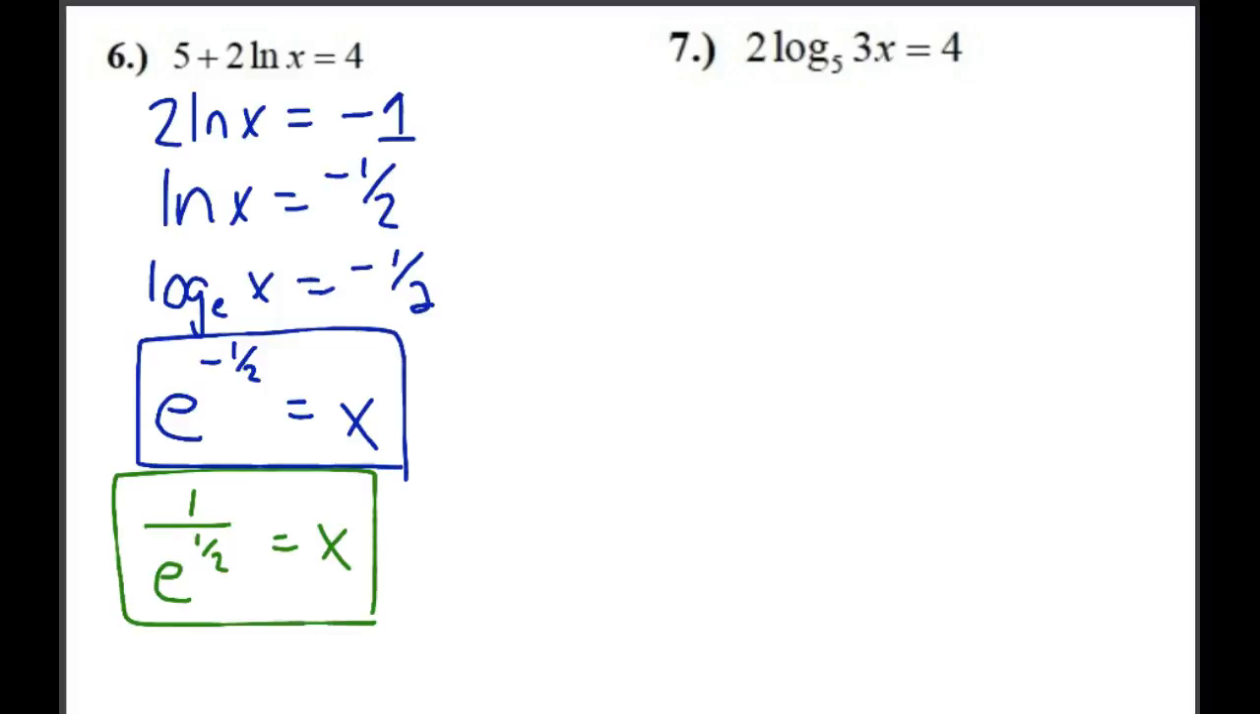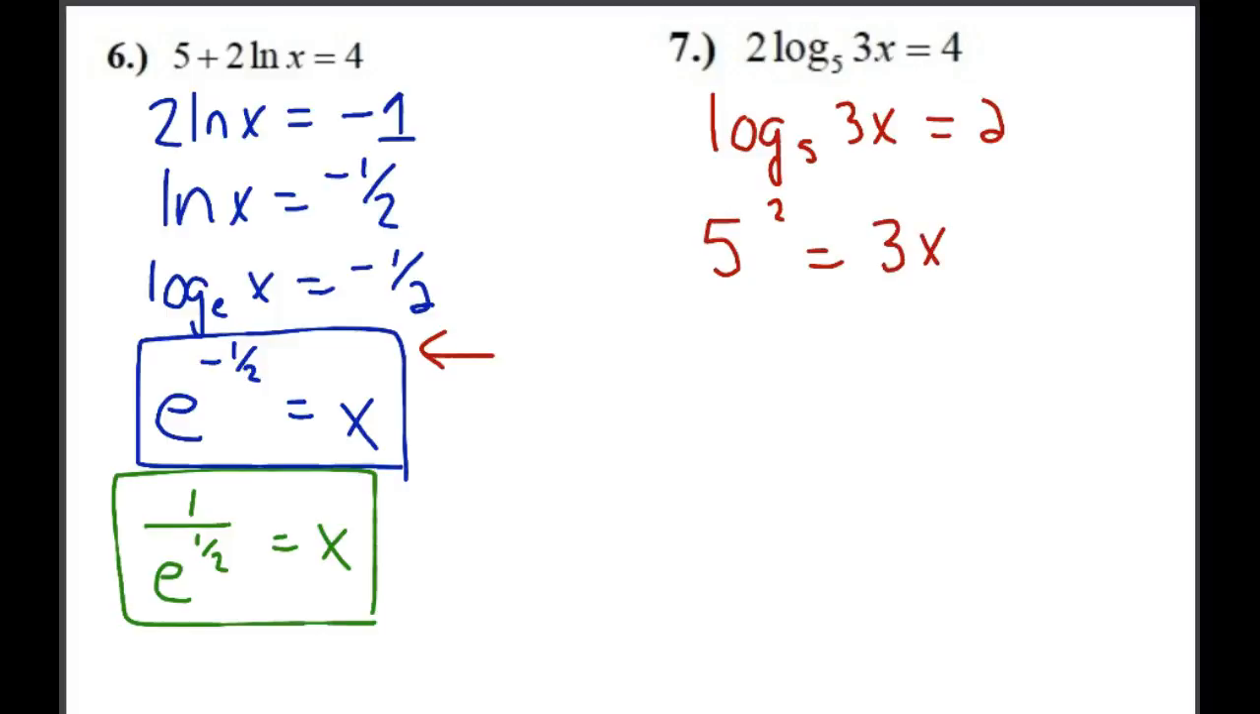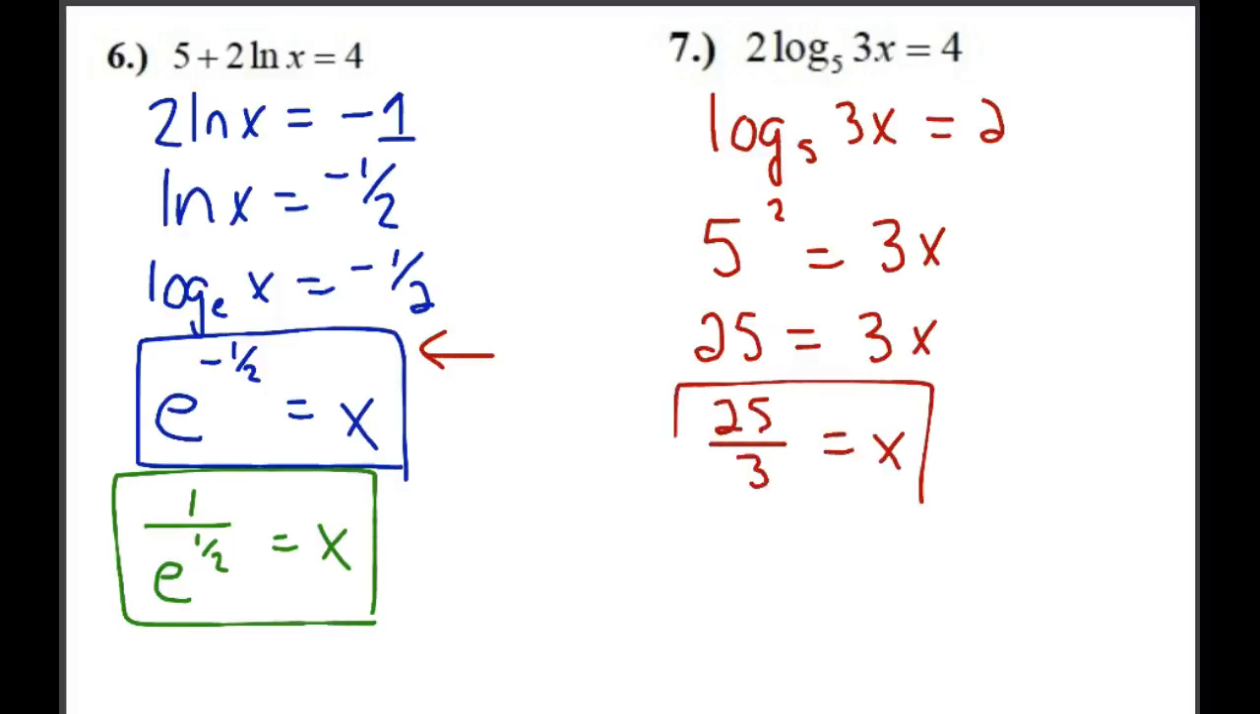And number 7 is almost the same problem, but now it's log base 5 instead of natural log, so divide both sides by 2 to start. And then rewrite this in exponential form just like we did at this point here. So my base is 5, exponent is 2, equals 3x. 5 squared is 25. And then I can divide both sides by 3, so 25/3 is my x. I didn't do it for this last one, but if you plug in 25/3 up here, you're taking the log of a positive value, so that value checks.